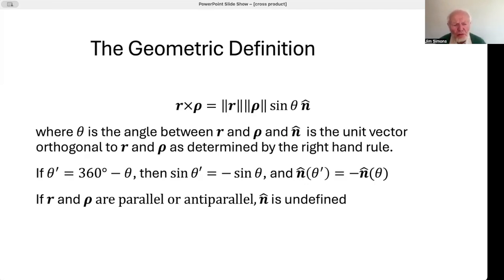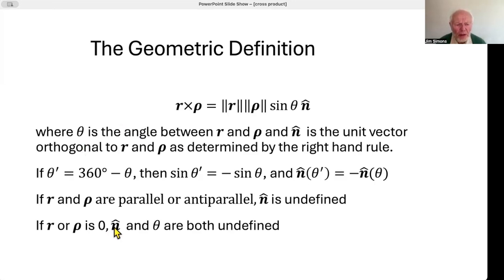In fact, the situation is worse if one of R and rho is zero, because then not only is n hat undefined, but so is theta. And again, you may say, well, that doesn't really matter because one of these numbers is zero anyway, and so the cross product's zero. But it does matter because if you have something that's defined in terms of something that might be undefined and you want to construct a rigorous proof, at every stage you have to worry whether these things that are appearing in your proof are defined or not. And if they're not, does it matter?